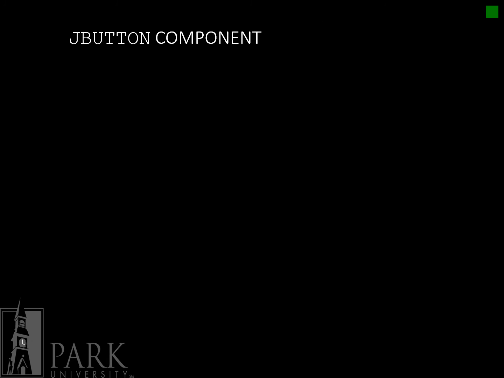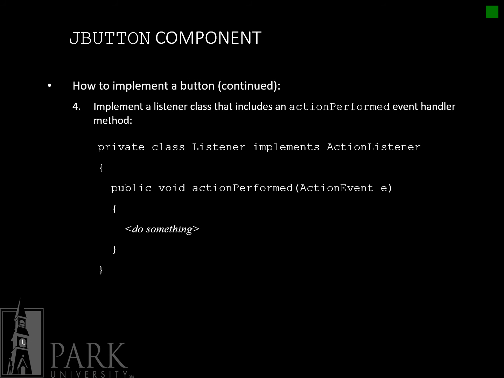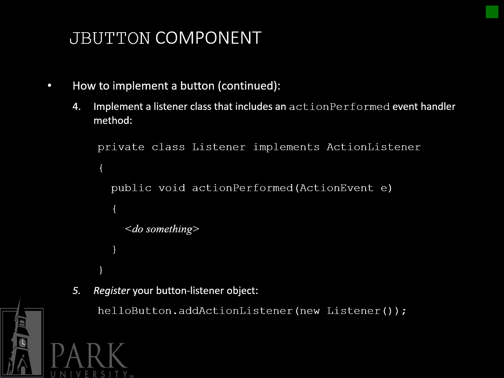Of course, what good is a button that doesn't do anything when you click on it? So with that being said, we must implement a listener class that will handle the click event, and then register the listener with our button. Once this is done and we run our program, anything we specify in our actionPerformed method in our listener class will be executed when we click the button. So whatever we define right here is going to be what happens when we click.